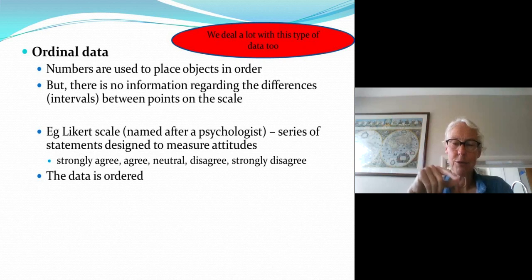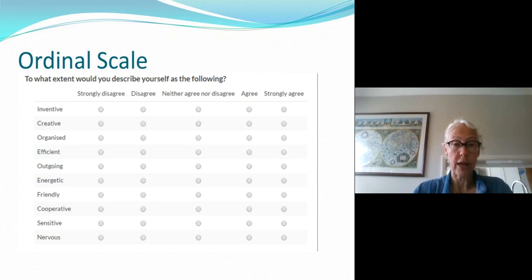But actually, when someone's answering a question, we don't really know how far they see strongly agree being away from agree and away from neutral. It's fairly subjective, but the data is ordered, and typically we would code that data from 1 equals strongly agree through to 5 equals strongly disagree. A little bit more about coding in a moment, but we'll give it a number code. That enables us to do some more sophisticated analysis than we can do with the nominal data. So this is a classic ordinal scale. To what extent would you describe yourself as the following? We've got it on this kind of strongly agree to strongly disagree scale. You've seen this fairly often in a questionnaire.